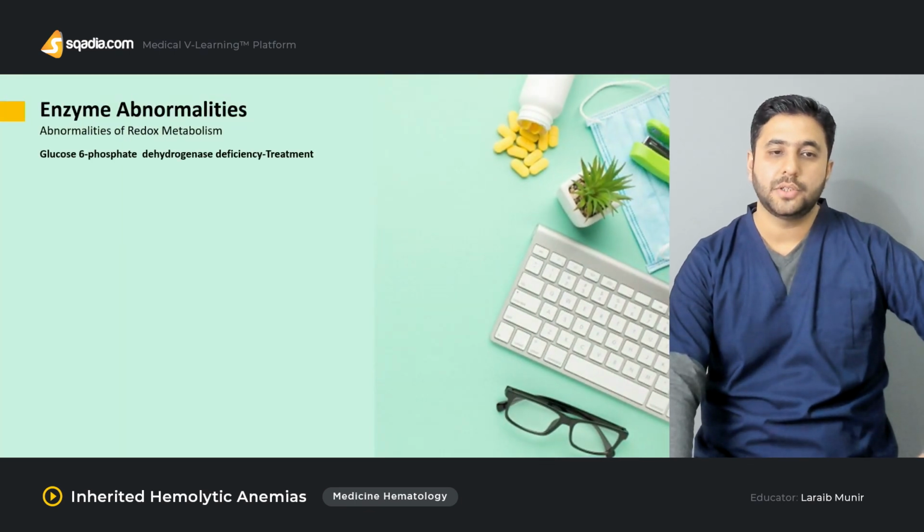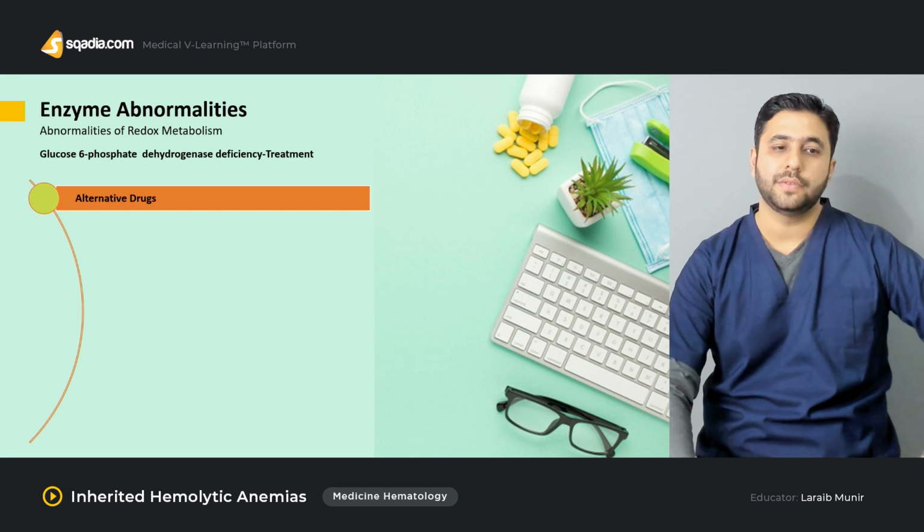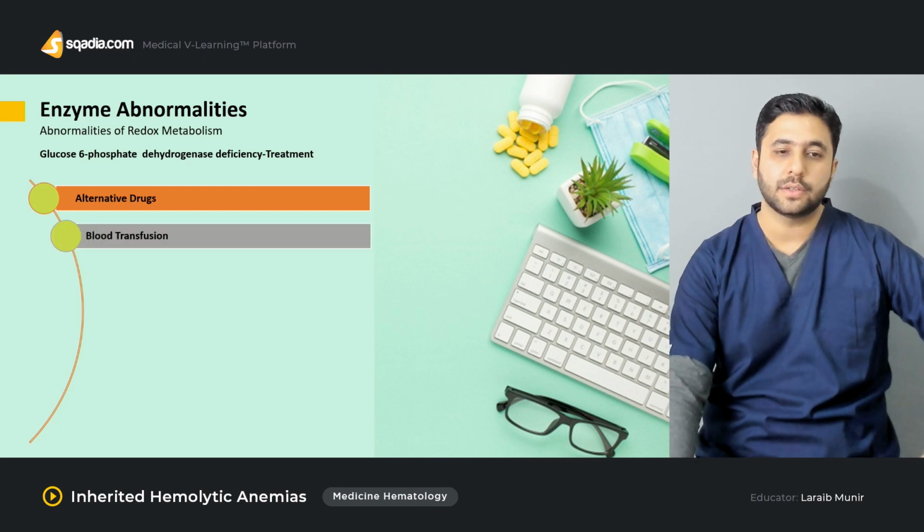How do we treat a patient with G6PD deficiency? Because it is an enzyme deficiency, it is very difficult to cure or treat that. We are basically managing the patient symptomatically. So if the patient is using a drug which can precipitate hemolysis, we can use an alternative drug.